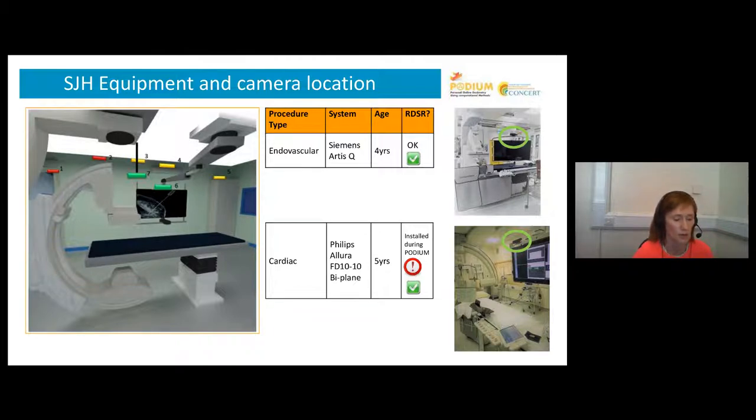In terms of which rooms to use, it was decided that we would do it in two rooms to get some breadth of experience across different clinical settings. So we were going to install the equipment and track cases in an endovascular interventional room with a Siemens Artis Q system that was 4 years old, and it had quite easy and quick access to a radiation dose structured report already. So that was ready to use in terms of the dose report.